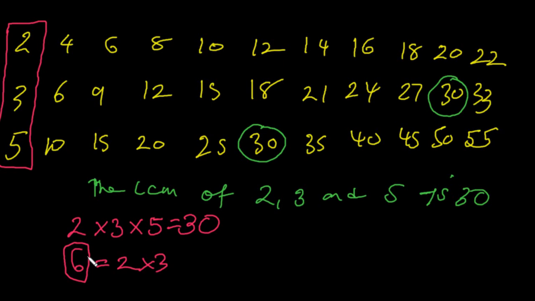And these kinds of numbers, if we wanted to find the lowest common multiple of, for example, 2 and 6, we can't multiply them together. We wouldn't be able to find the lowest common multiple. And I'll give you an example now.